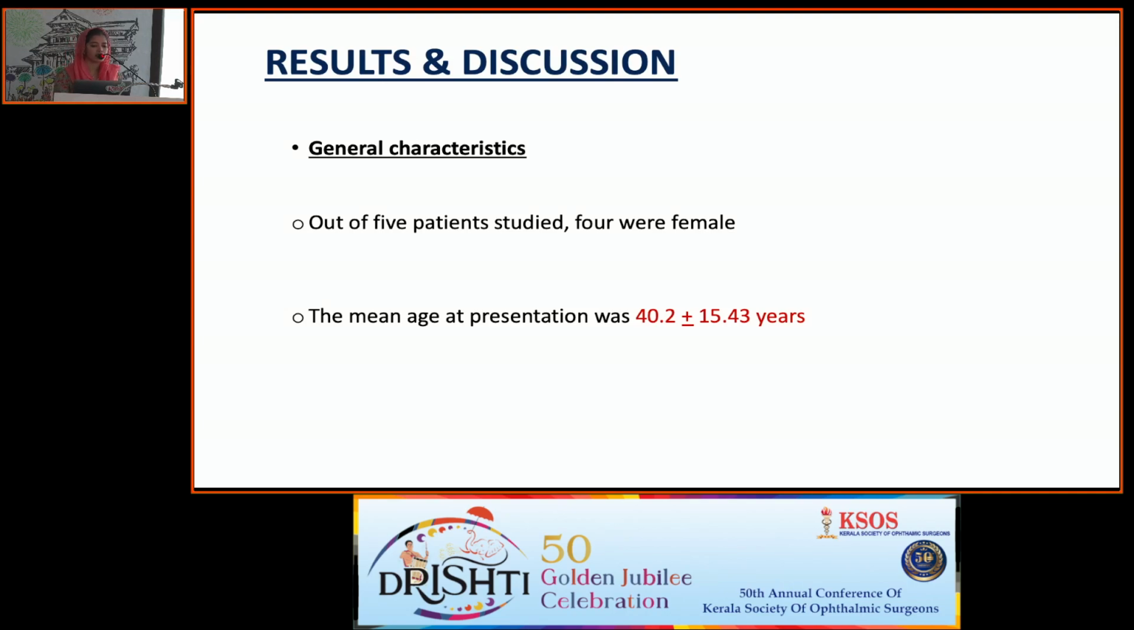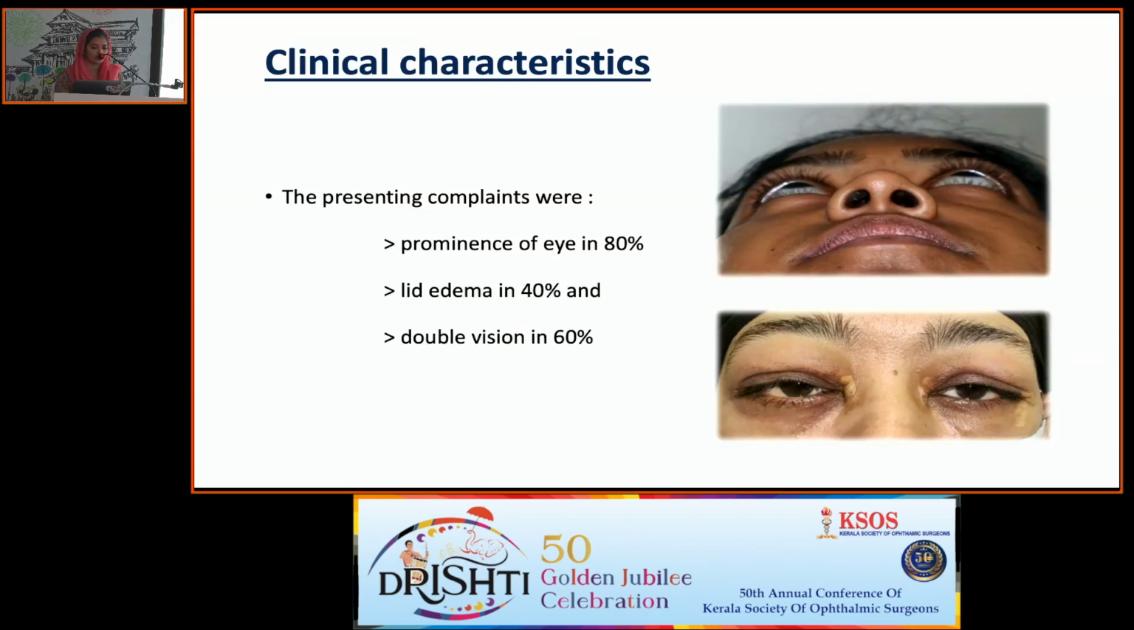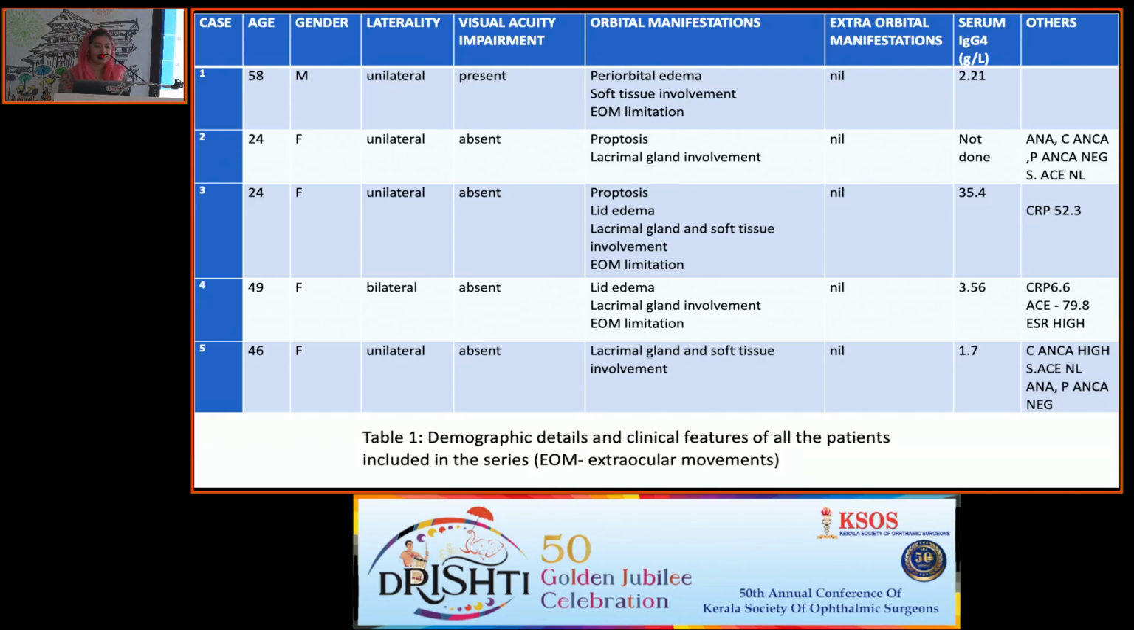General characteristics: out of 5 patients studied, 4 were female, and the mean age at presentation was 40.2 plus or minus 15.43 years. The presenting complaints were prominence of eye in 80%, lid edema in 40%, and double vision in 60%. In our study, only 1 patient had bilateral presentation, and only 1 patient had visual acuity impairment. Lacrimal gland was the most commonly affected organ, followed by extraocular muscles and soft tissue. And none of our patients had extraorbital manifestations.